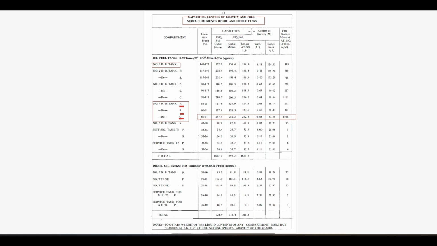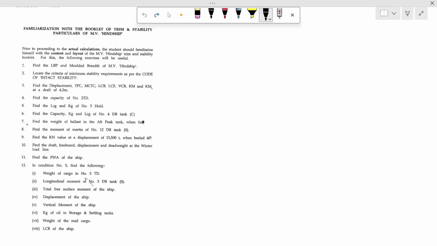Now we want center of gravity. So center of gravity is given here. This is the vertical center of gravity, and here is the longitudinal center of gravity, that is LCG. So in this column, the vertical center of gravity is 0.63 meters, and LCG is given here, 57.58 meters. LCG, that is longitudinal center of gravity. So question number 6 is finished. Now let's move to the next question.